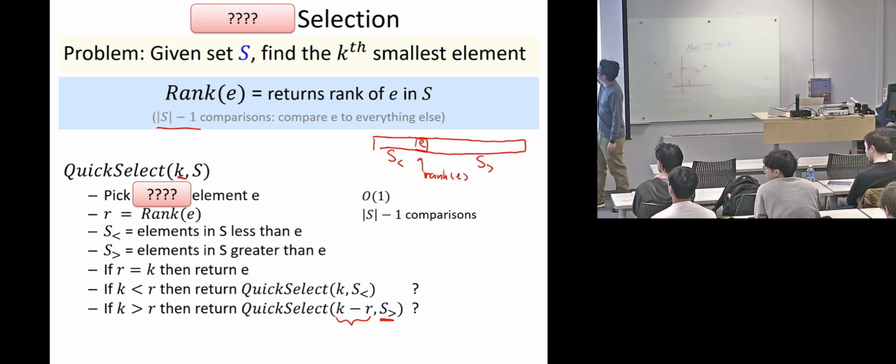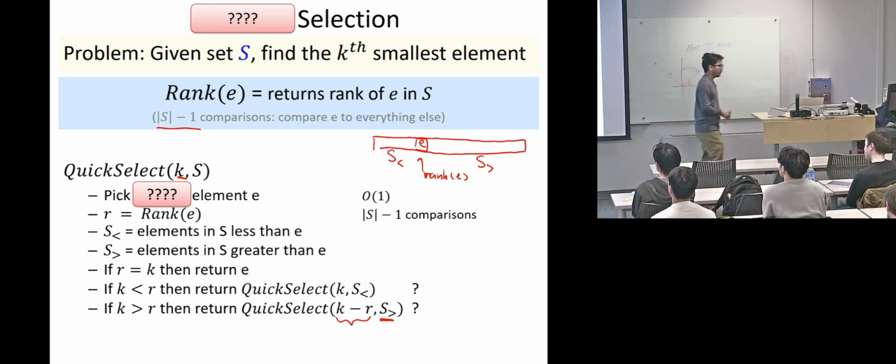So if we want to find the guy with rank R plus 1, we should write down 1 there, so everything is shifted. Everyone in the upper part has many other numbers that are less than it. Okay, so that's the whole algorithm.